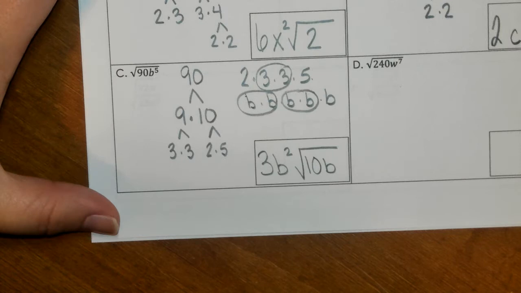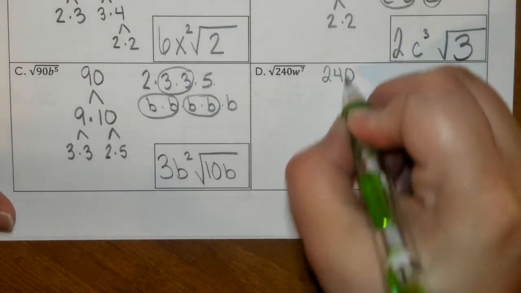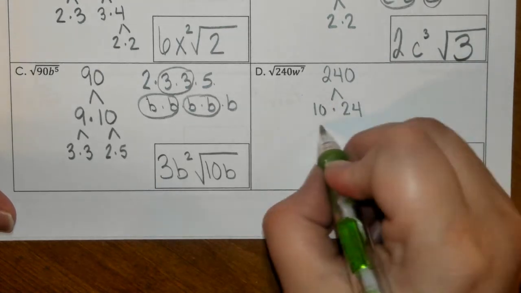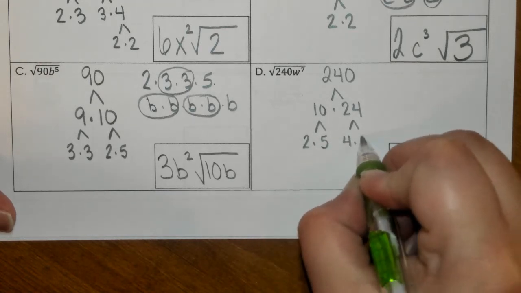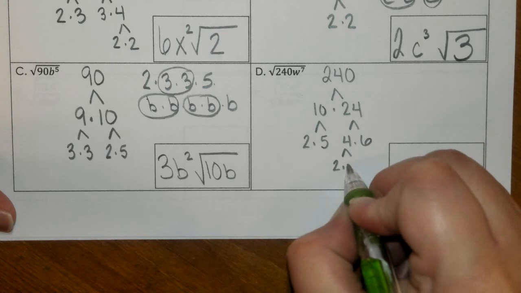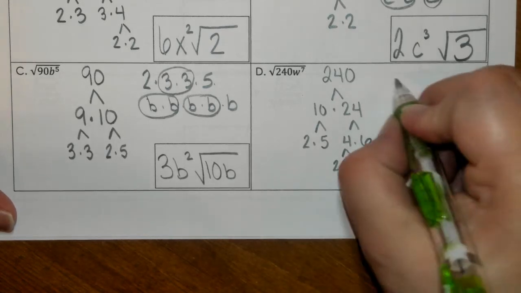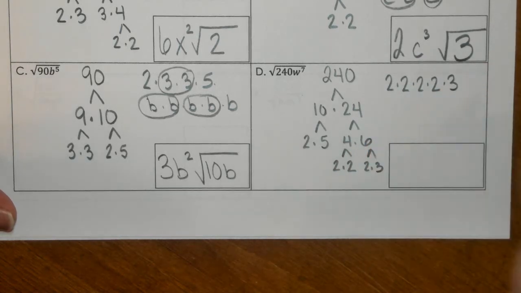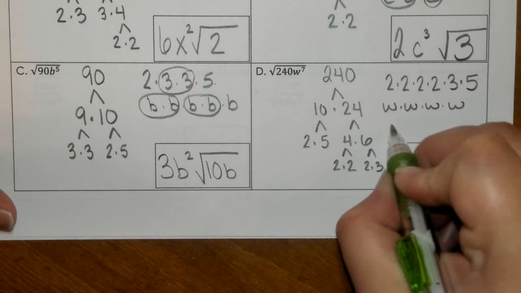Okay. For letter D, take the 240. I'm going to break it up to 10 and 24. Okay, so that gives me 4 2's, a 3, and a 5. I also have 7 W's.